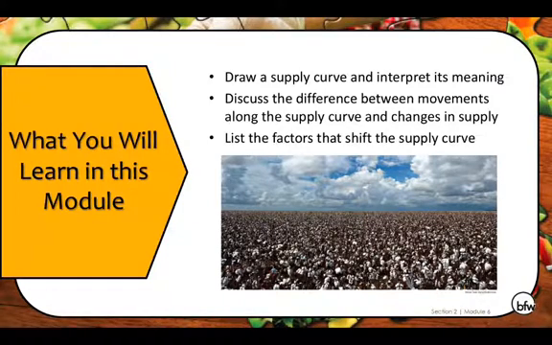And just like there were factors that shifted the demand curve, there are also factors that shift the supply curve. So if you understood all of these concepts from the law of demand, the law of supply should be much easier to understand because many of these concepts are applied in a similar way with the law of supply.